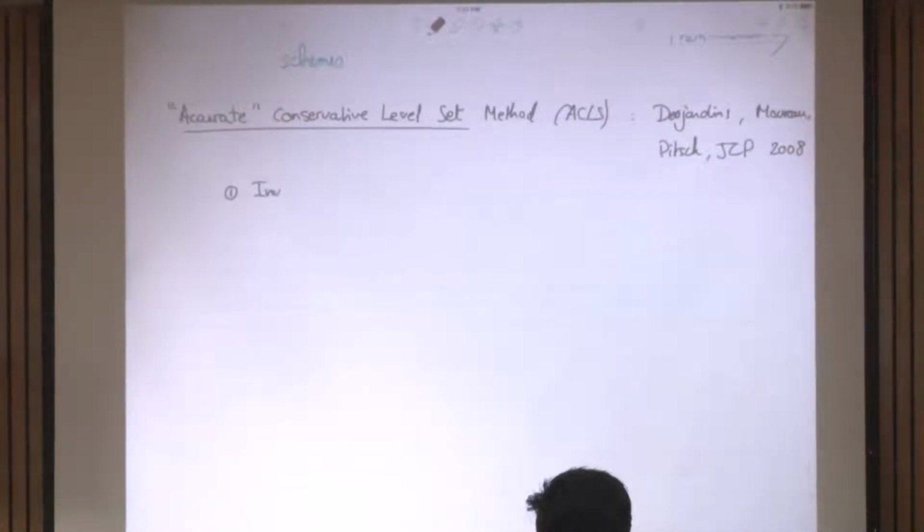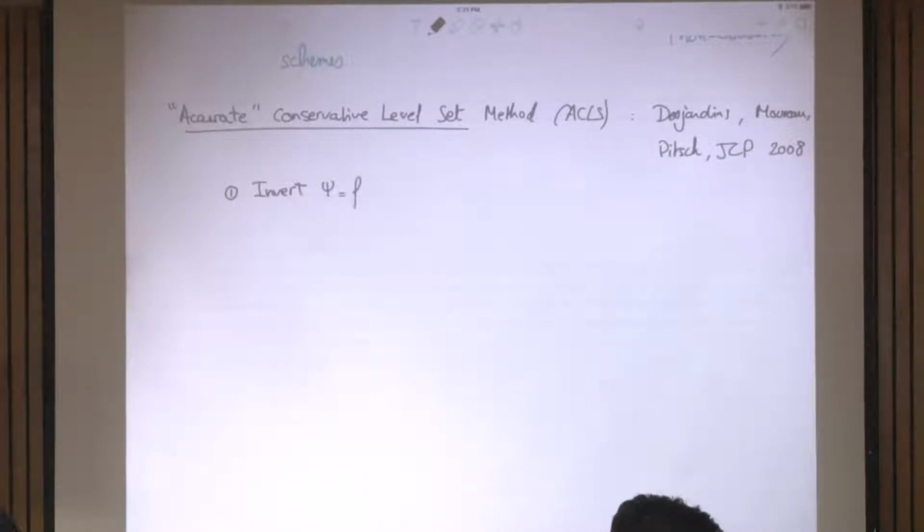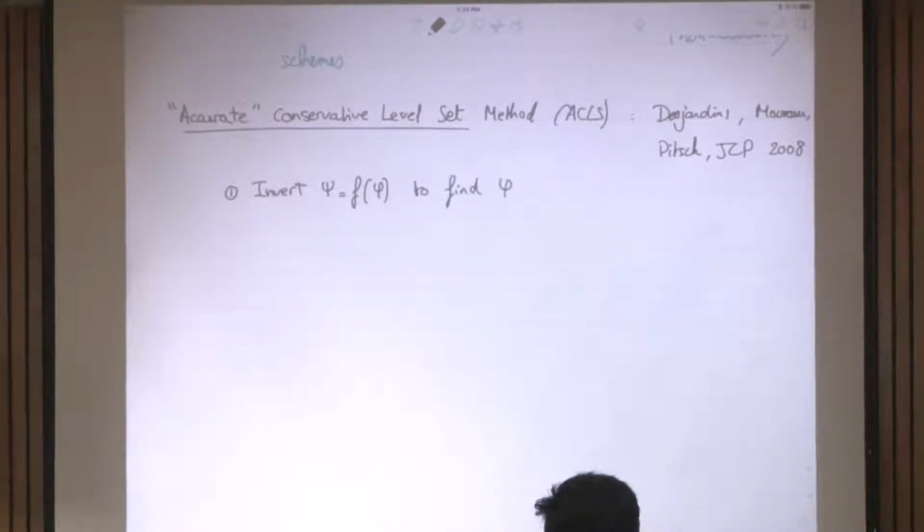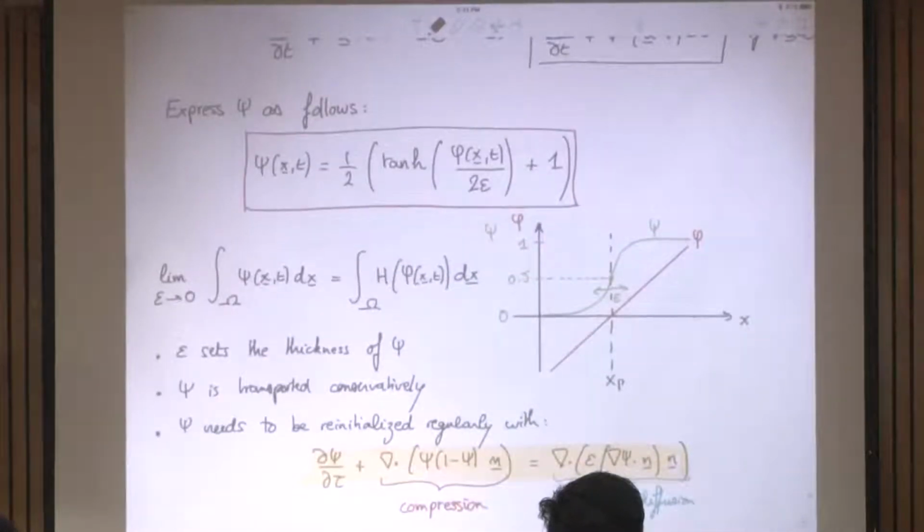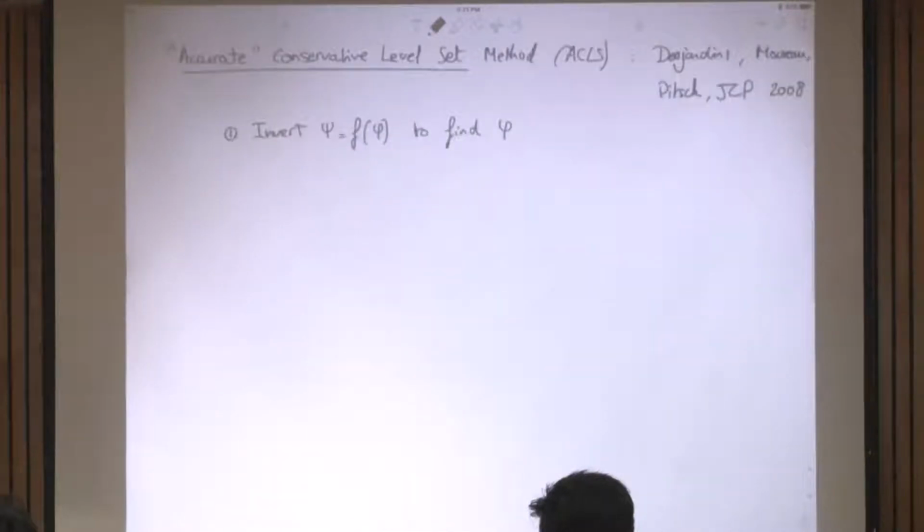Invert psi, which is right now given as a function of a distance level set, to find the corresponding distance level set. So what I do is I go back to the relation that's boxed here, and I say, well, I can invert that. If you give me the hyperbolic tangent function, I can give you a distance back. So you first invert that. That gives you a distance function.